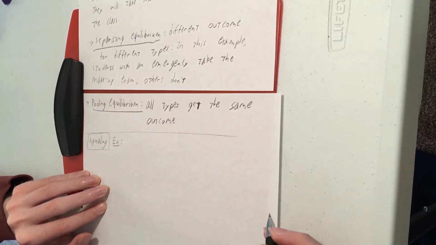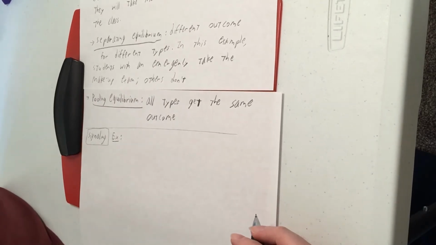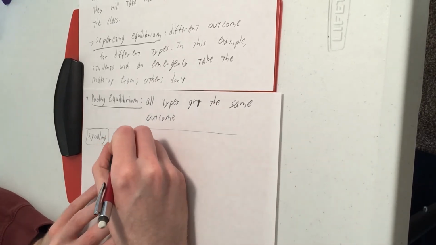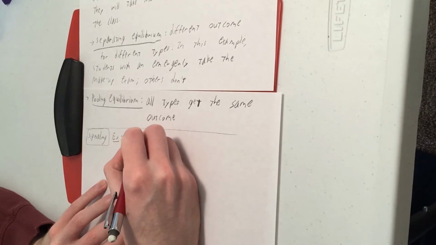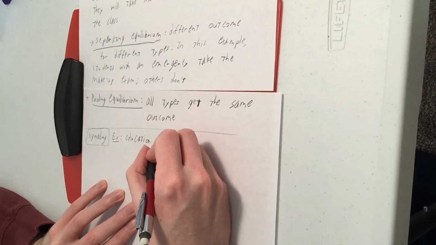So our example is going to be the job market. Everyone's going to claim on their resume, I'm a great worker, outstanding communication skills, et cetera, et cetera. Not everyone actually is a good worker in real life. So how do employers tell the difference? One way you try to signal your type is through education.